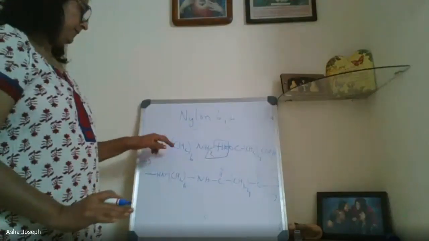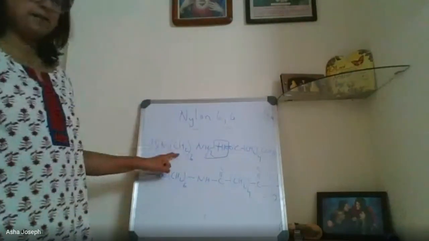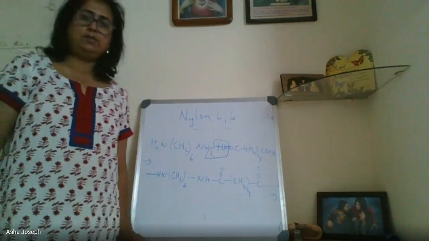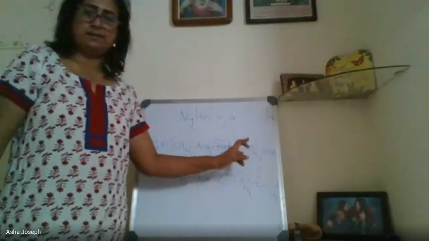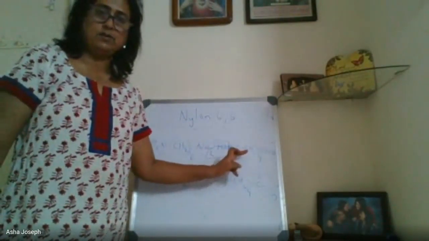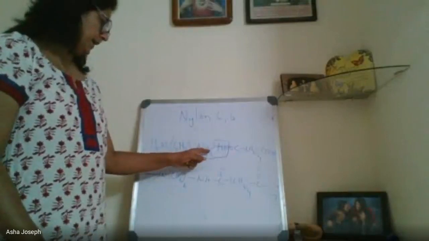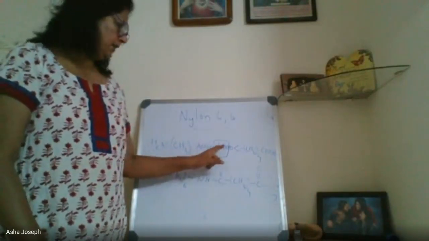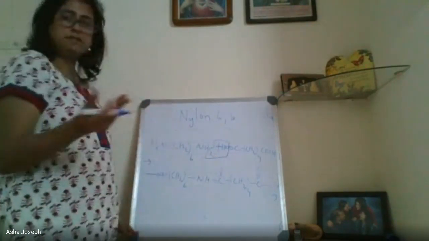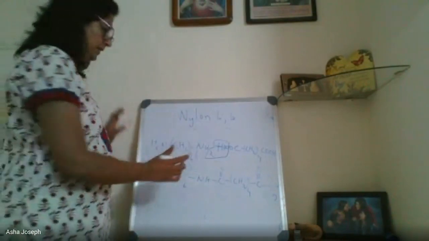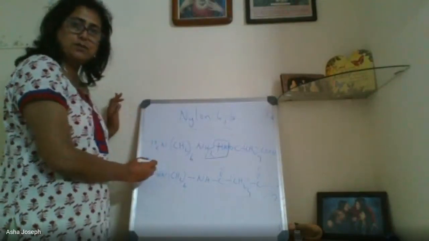Here, once more I will say the monomers for nylon 66: hexamethylene diamine, which is CH2 6 times, NH2 on both ends, and adipic acid, CH2 4 times, COOH on both ends. Now condensation. This is a condensation reaction. When they add, H of hexamethylene diamine and OH of adipic acid are removed. Water molecule is removed. And that is why it is a condensation polymer.